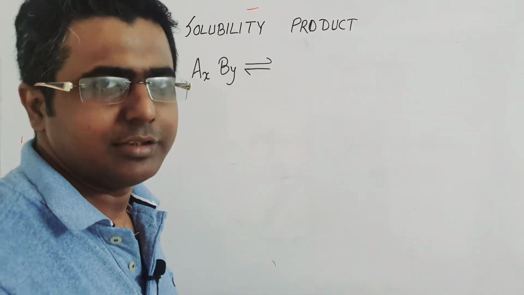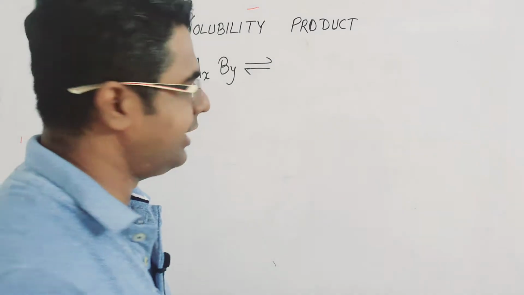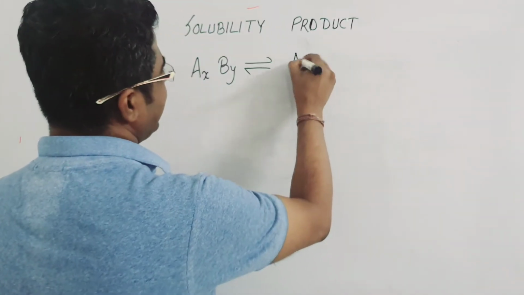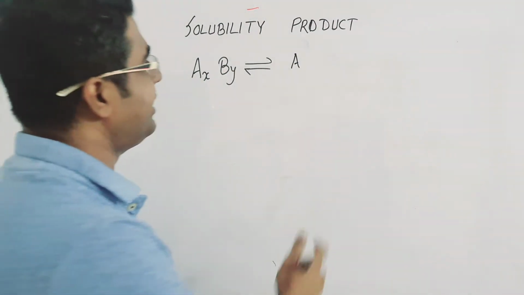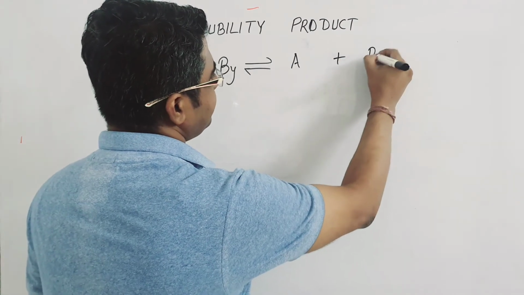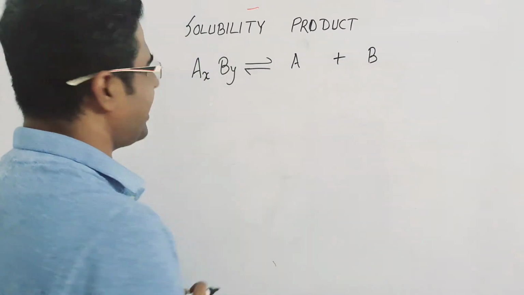So don't worry. It will give a cation, it will give an anion. Chalo. So let's take A as cation because it is written in the left hand side, plus B. See, A and B must have formed AX and BY.